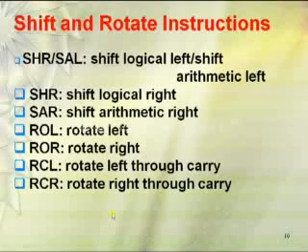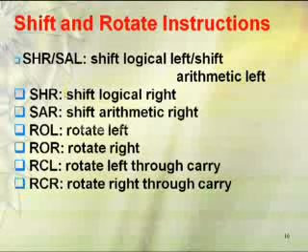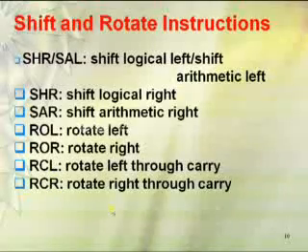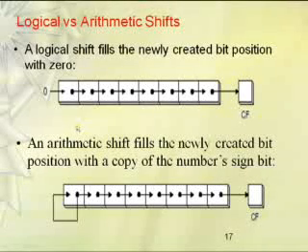Now we have shift and rotate instructions. There are totally 7 shift and rotate instructions: shift left, shift arithmetic left, shift right, shift arithmetic right, rotate left, rotate right, rotate left through carry, and rotate right through carry. Let us see each and every instruction. Before that, let us see what is logical shift and arithmetic shift.